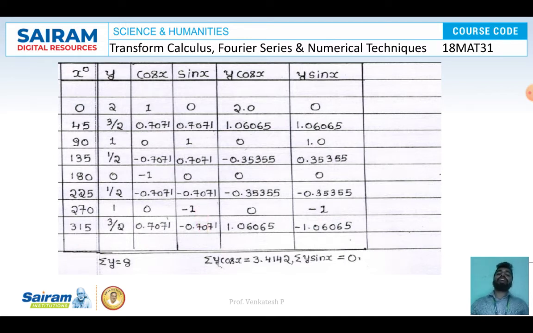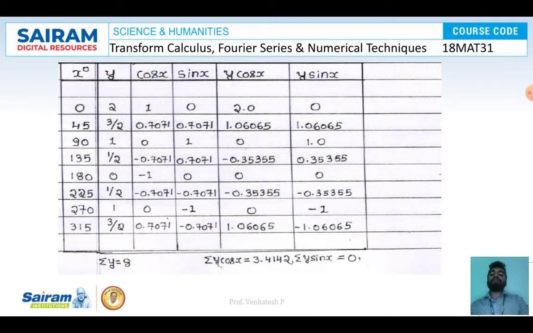So now we'll be finding y cos x and y sin x. So this entire y values I'm going to multiply with each cos x, and each y I'll be multiplying with each sin x. So now y cos x will become 2.0, 1.06065, 0, minus 0.35355, 0, minus 0.35355, 0, 1.06065. And similarly y sin x, multiplying each y with each sin x value, that is 0, 1.06065, 1, 0.35355, 0, minus 0.35355, minus 1, minus 1.06065.